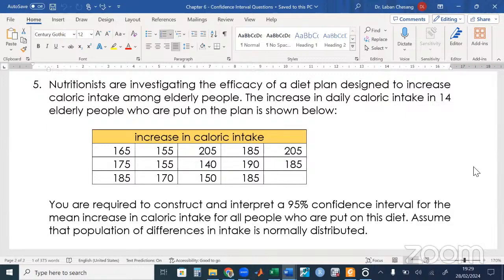Now, this is the question at hand. Yes, please. I thought the bigger the sample population, the more accurate the results will be.